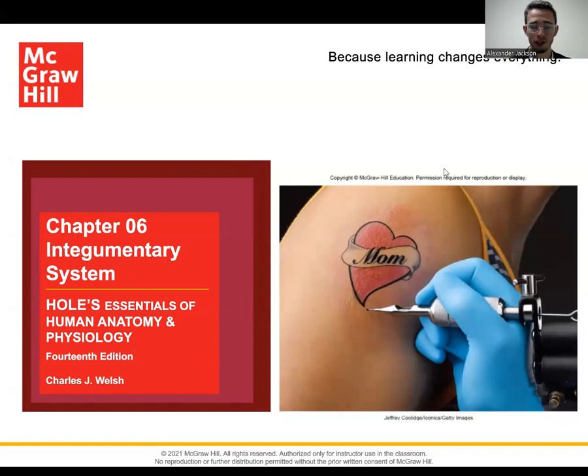I just wanted to show you a quick picture of a tattoo everybody should have of their mother, of course. Mom, if you're watching this, you're welcome. I don't have this yet, but I'll get right to it.